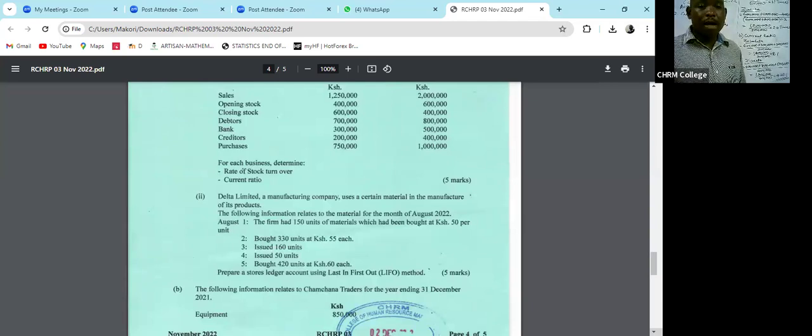Question 5B, it's about Delta Limited. A manufacturing company uses a certain material in the manufacture of its product. The following information relates to the material for the month of August 2022. We are given the transactions, and then we are told to prepare a stores ledger account using last in, first out, that is the LIFO method. 5 marks. Those transactions are very few, so it is very easy and very fast to do that question.